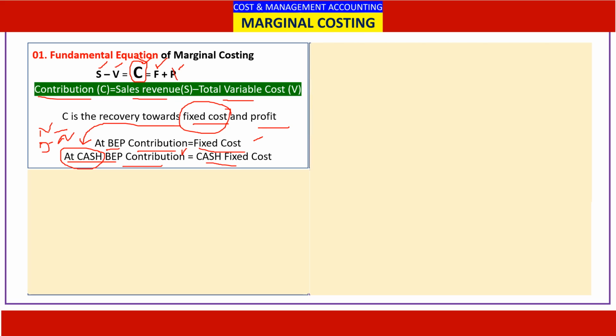Invariably, fixed cost is both cash and non-cash. But when it is specifically said we want to calculate cash break-even point, then we should ask a question, what are your cash fixed costs? When my contribution is equal to cash fixed cost, I have achieved my cash break-even point. The first equation is: sales minus variable cost is equal to contribution. Contribution equals fixed cost at break-even point, and beyond break-even point, contribution covers fixed cost and also profits.